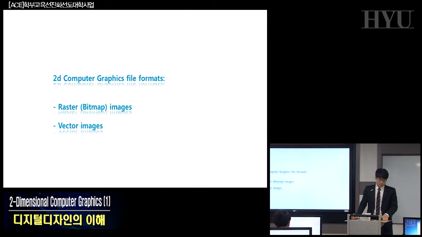Okay, let's talk about some technical aspects of 2D computer graphics. The first issue is file formats. Probably some of you may know the difference between raster or bitmap images and vector images.